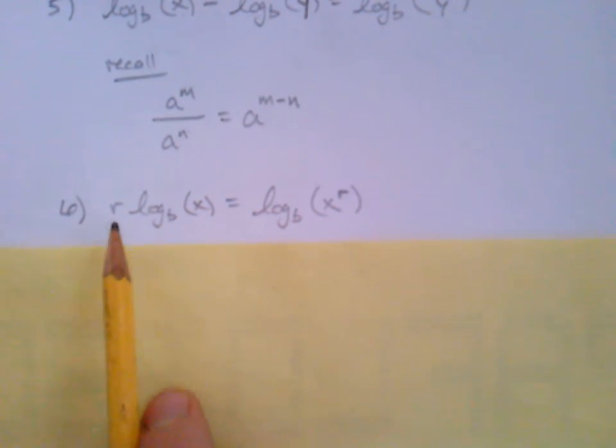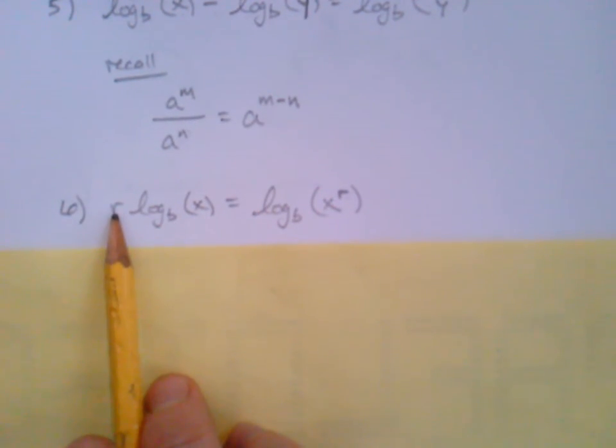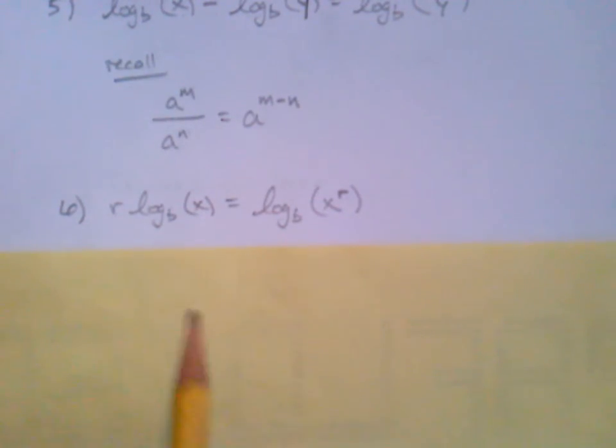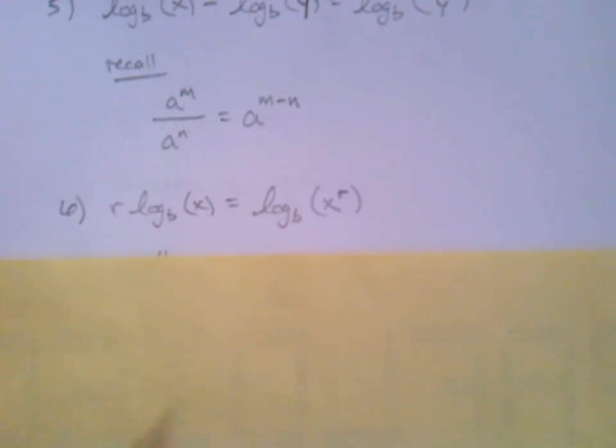That's an r. We don't see the variable r a whole lot. r multiplied by the log of x with base b. So it turns out, who would ever think this? This is just totally out of the blue. It turns out I can take that r and I can move it up into the power of x. This is the same as the log of x raised to the r with base b.